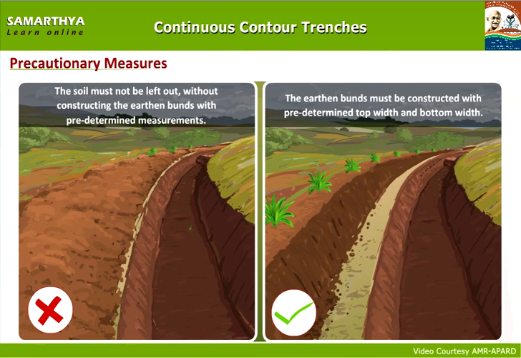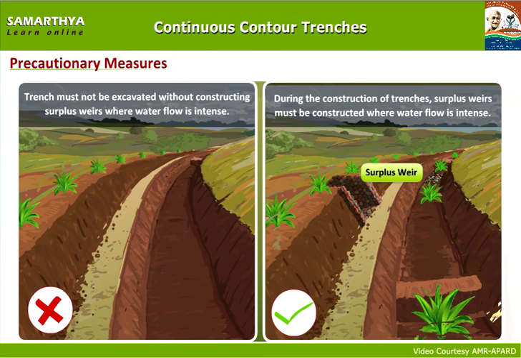The soil must not be left out without constructing the earthen bunds with predetermined measurements. The earthen bunds must be constructed with predetermined upper width and bottom width.